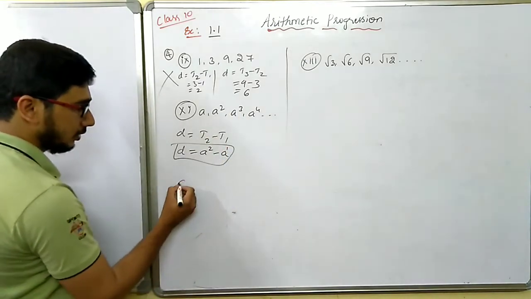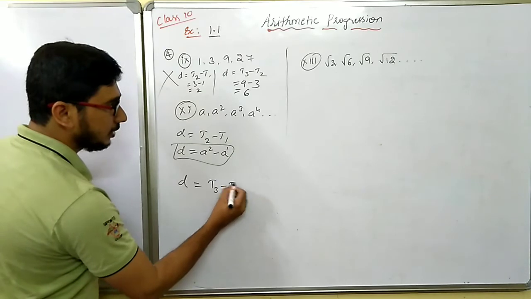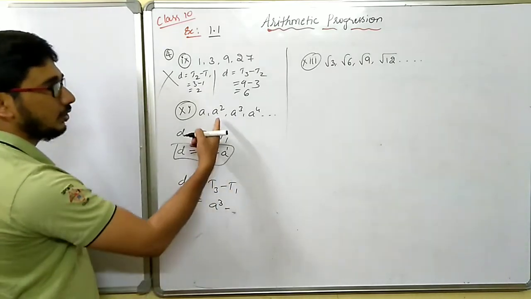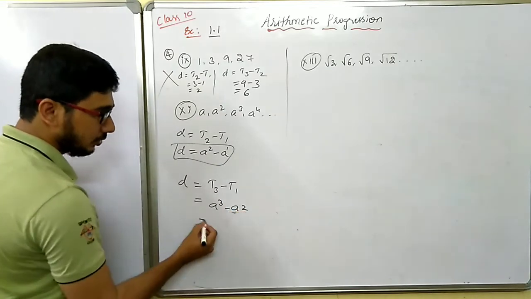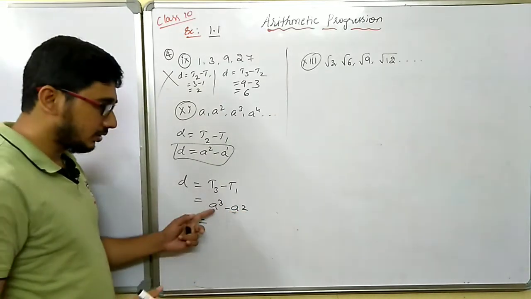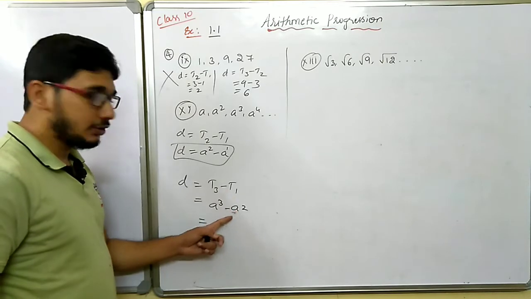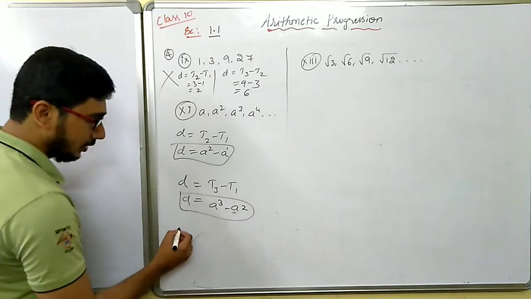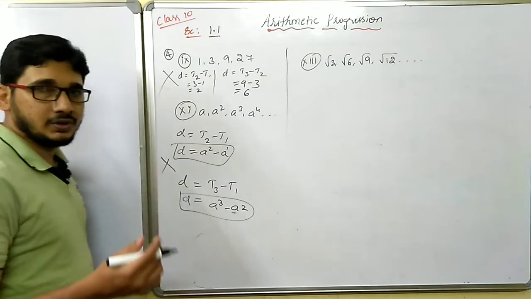Let me check another one. D is equal to T3 minus T2. T3 how much? A to the power 3. T2 how much? A to the power 2. So this much only. We cannot subtract. This degree is 3, this degree is 2. We cannot subtract. So here this is also not in AP because the difference is not the same.